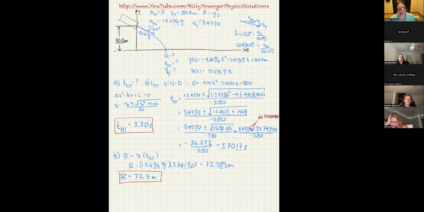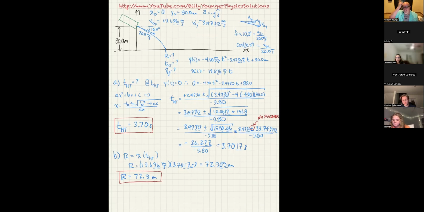You see that the initial velocity in the x direction was 19.696, and the initial velocity in the y direction was negative 3.4730, and that's meters per second. Are either of those relevant to figuring out the final velocity? Oh, yes, because we can find the magnitude using the Pythagorean theorem.